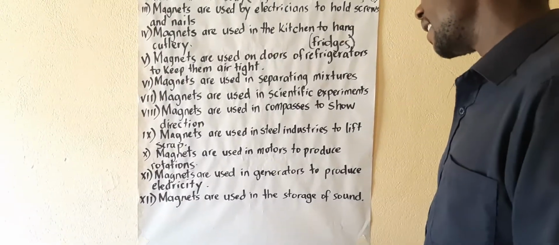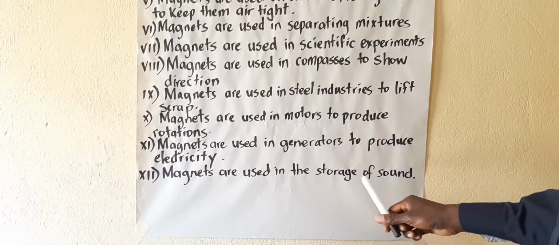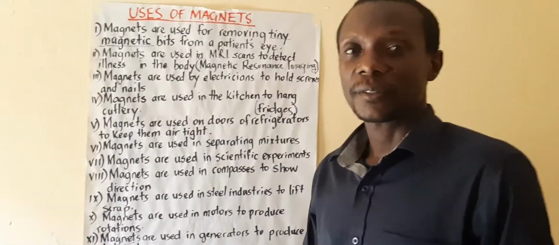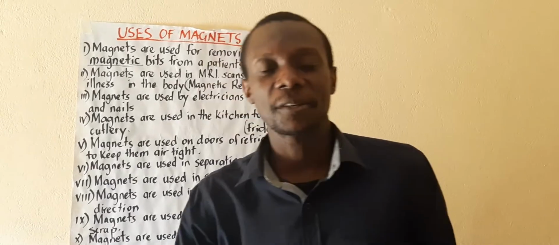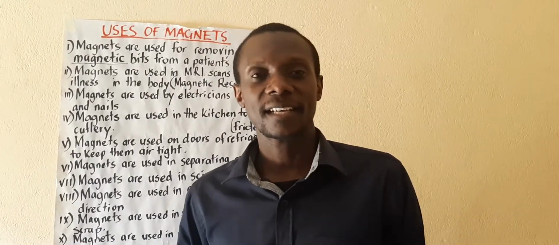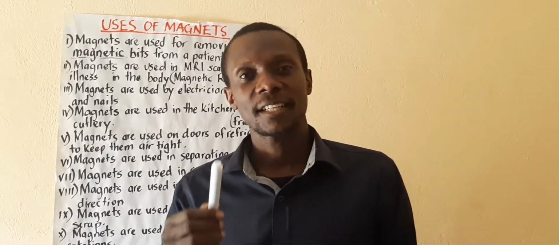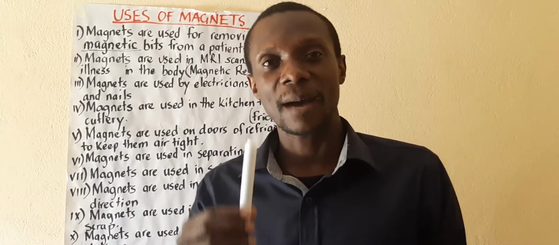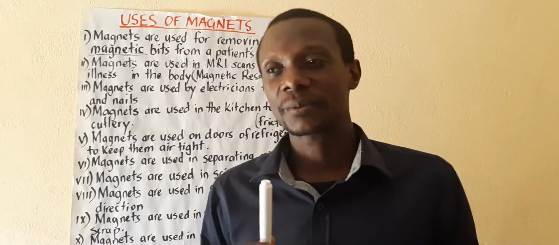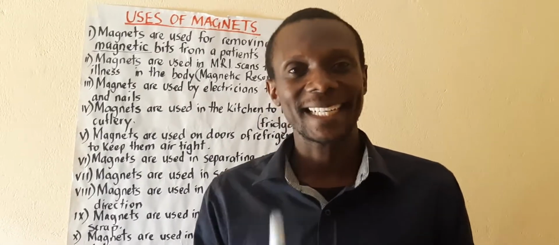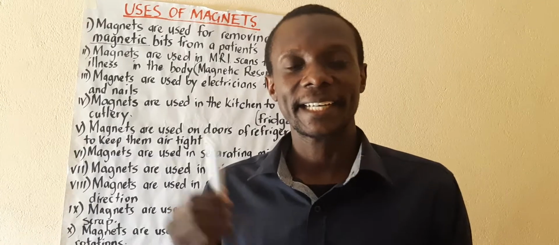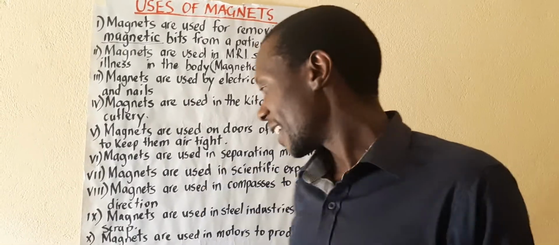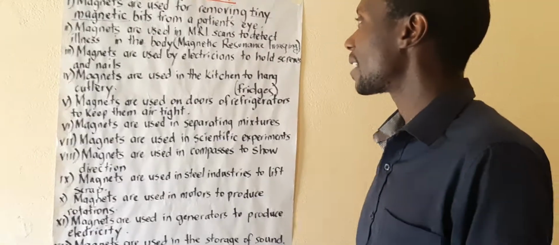And then finally, number 12, magnets are used in the storage of sound. To throw more light on this, in your previous class P6, when you were looking at sound energy, you must have looked at the storage of sound. And some of the devices we usually use the term magnetic. Sound is stored on magnetic DVDs, magnetic compact discs. So magnetism is used in the storage of sound.